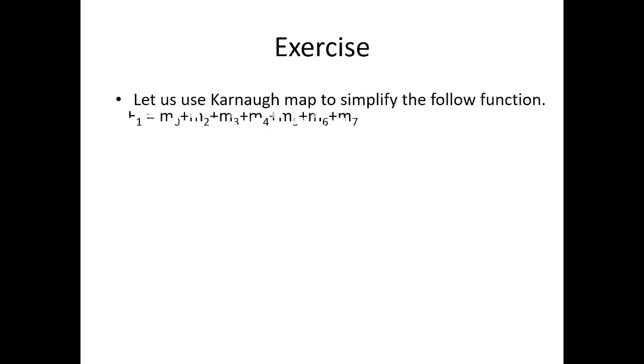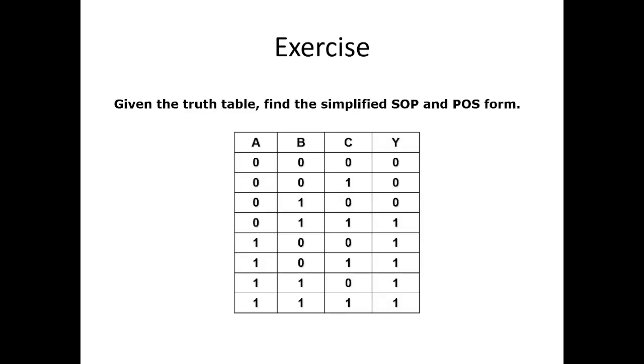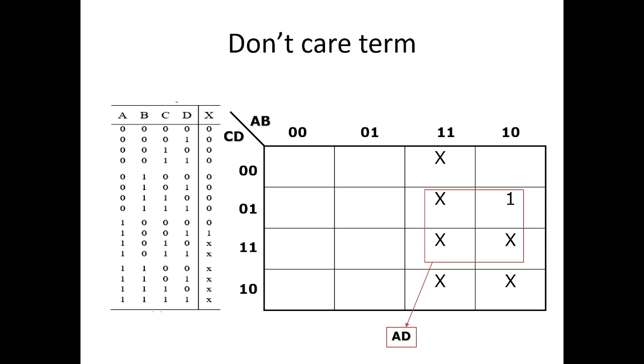The next exercise is, let us simplify this expression using the Karnaugh map. We have two functions, f1 and f2. In f1 we have the minterms and in f2 we have the minterms. We can put the 1 for the following minterms and find out the answer. Next exercise is, draw the Karnaugh map for this truth table and find the simplified SOP, that is sum of product, and product of sum forms.